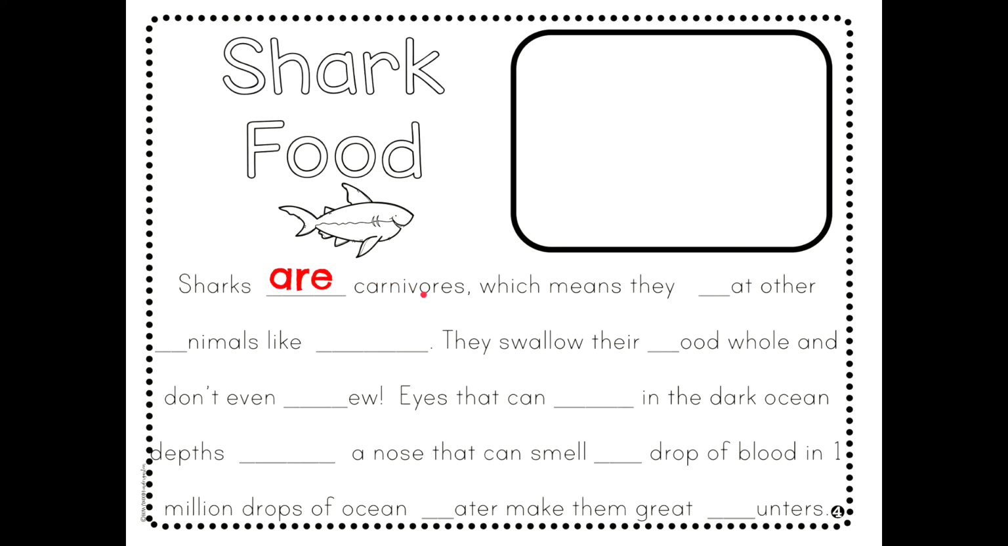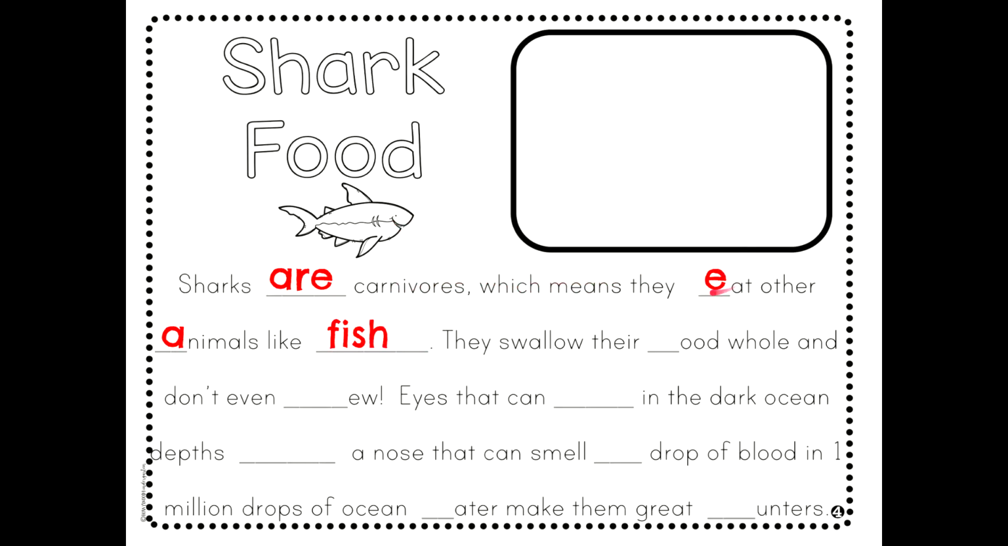Sharks are carnivores. R-A-R-E is the first blank. Sharks are carnivores, which means they eat other animals like fish. So the word carnivores means that you eat meat. Okay? So sharks are carnivores. They eat only meat. But the kind of meat that sharks eat are fish.